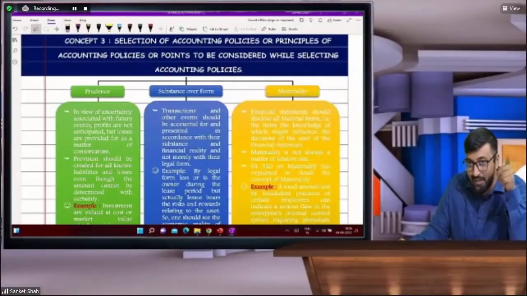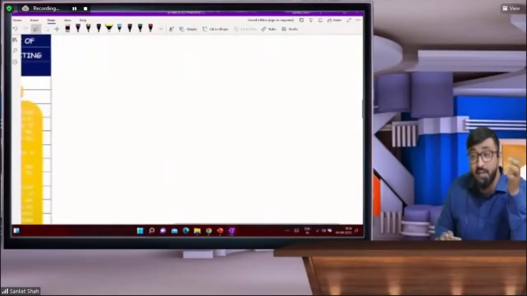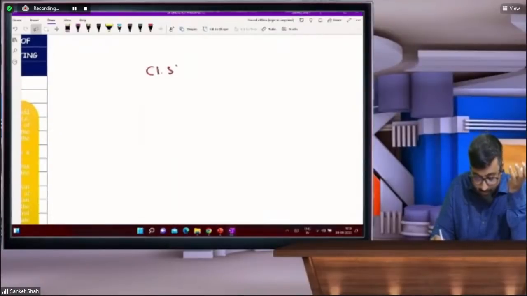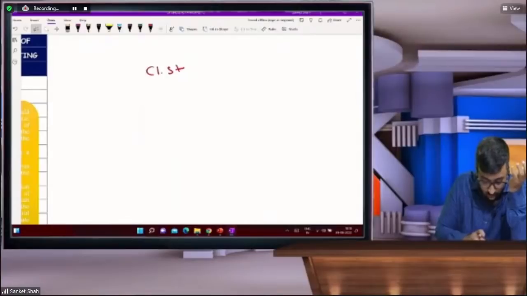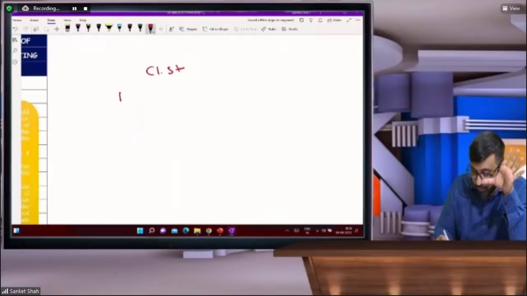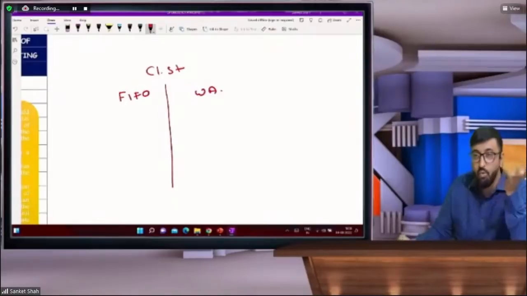Now, what is exactly the meaning of this? Prudence concept means all anticipated losses you should record first, and all anticipated profits you will record afterwards. Sir, what is exactly the meaning of this? For example, suppose closing stock. Now you have one option, FIFO and weighted average. So accounting standard will give you the guidance.